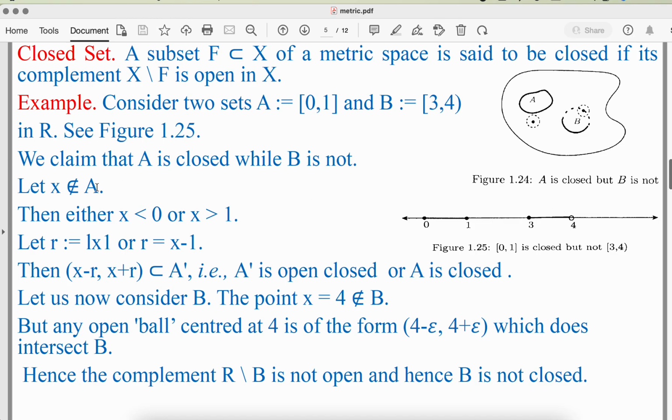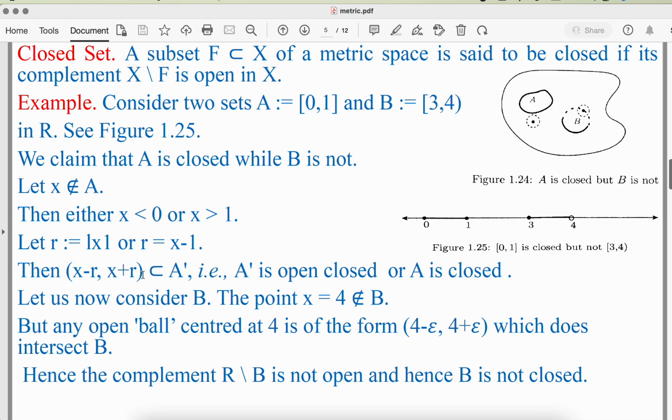Suppose x does not belong to A, which is from 0 to 1. It means either x lies on this side or x lies on this side. It means x is less than 0 or x is greater than 1. Suppose r is equal to the modulus of x, or r is equal to x minus 1. It means the open interval (x minus r, x plus r) is a subset of A complement. A complement is this side and this side, because A is the set from 0 to 1.